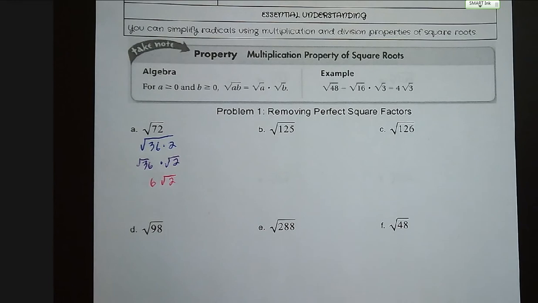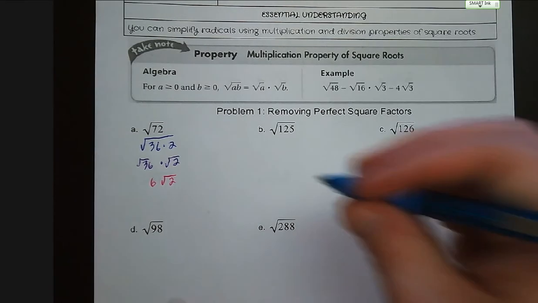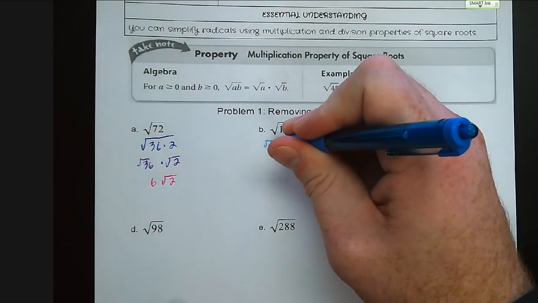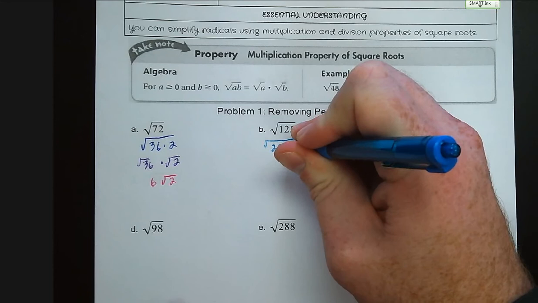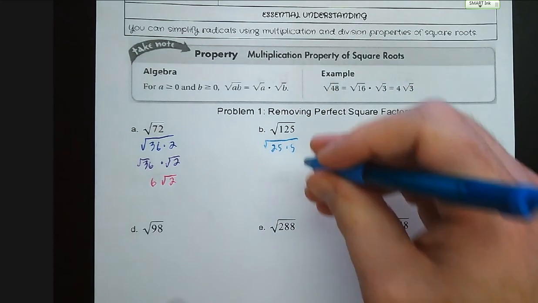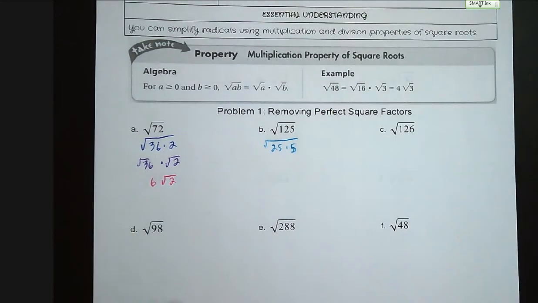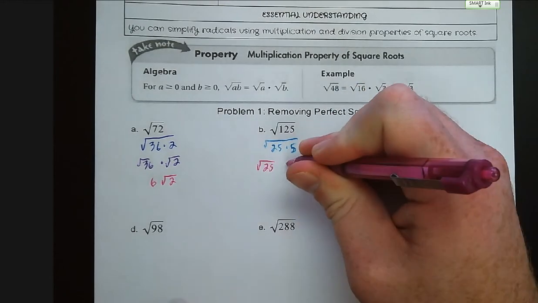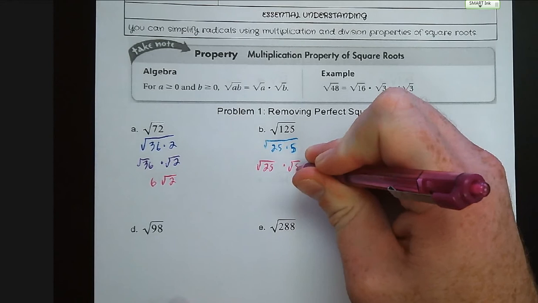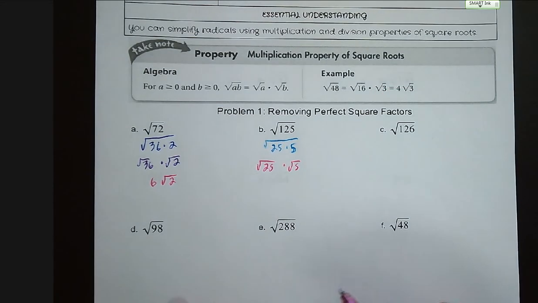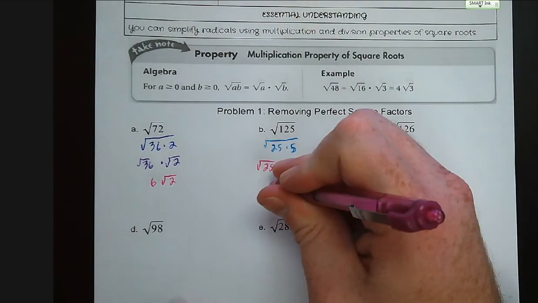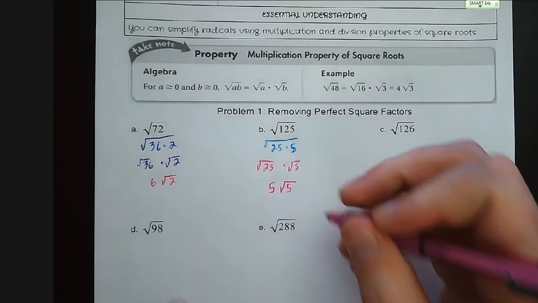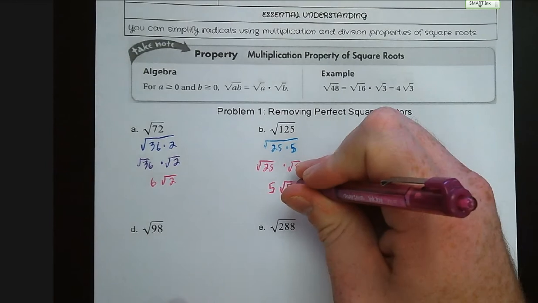All right, square root of 125. That's easy to split up. I know that it's multiplied by 5, so I can have 25 and 5. So we are going to split that into 2 radicals. We have the square root of 25 times the square root of 5. Square root of 25 we know is 5, and it's the square root of 5. Okay.